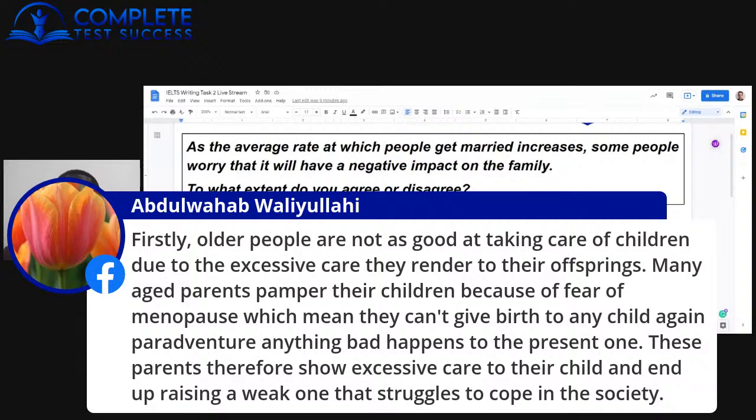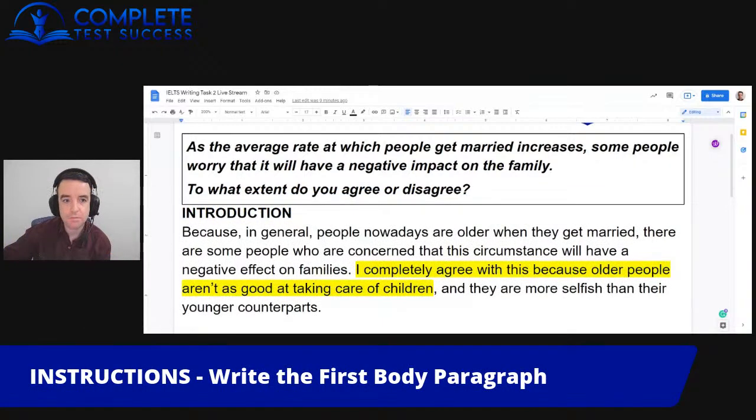Peradventure, anything bad happens to the present child. These parents therefore show excessive care to their child and end up raising a weak child that struggles to cope in society. Okay, it's pretty deep, but yeah, that follows logically and that all makes sense. Good. Okay, so kind of seems like that's run its course.